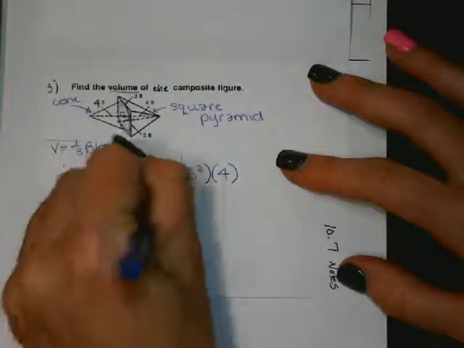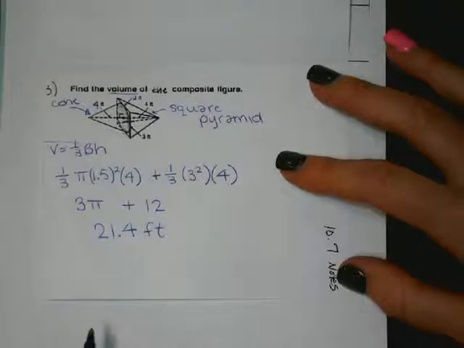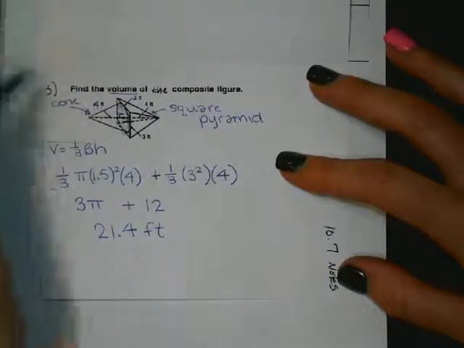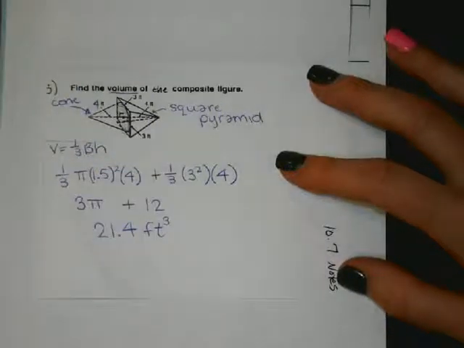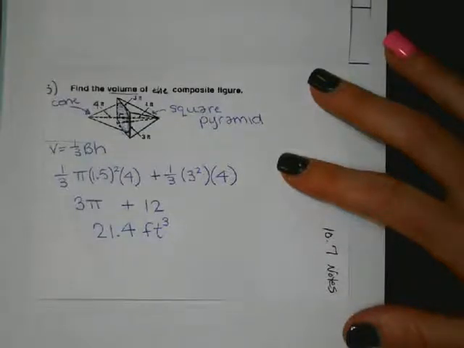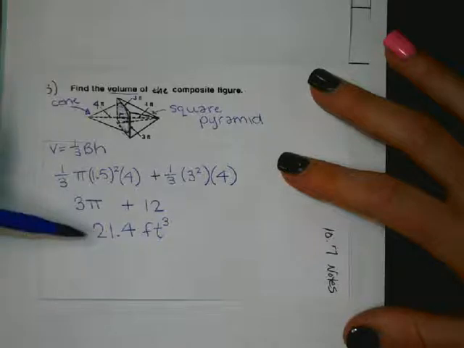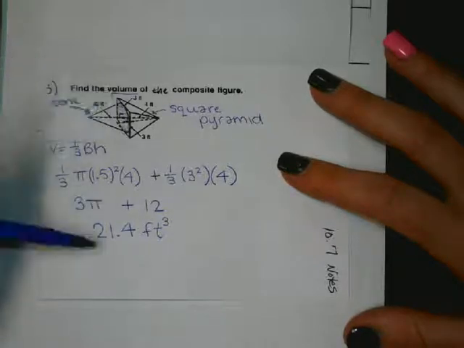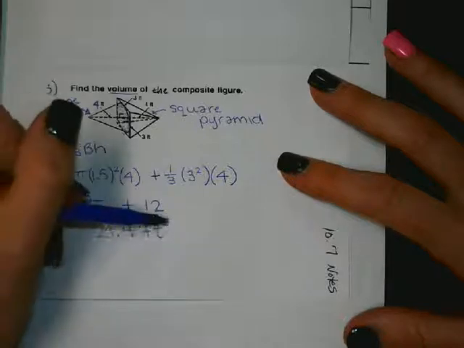But don't forget my units are feet, and since I'm talking volume, now my units are cubed. So we've talked about that when we did the volumes for the prisms and the cylinders, and now again, volume of pyramids and cones, my units are still cubed.